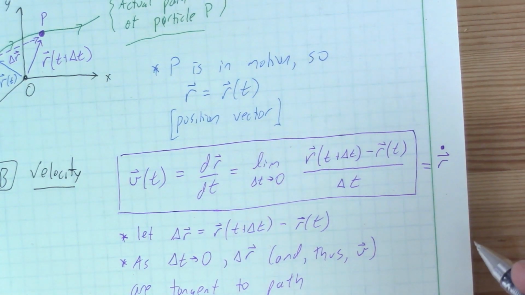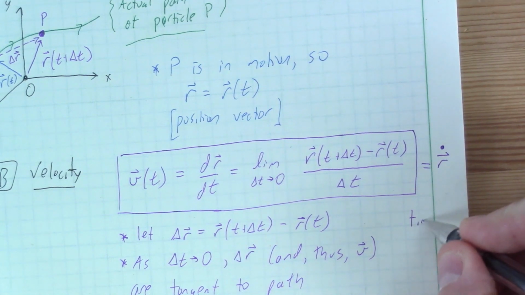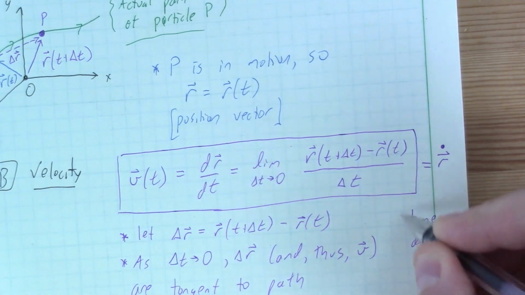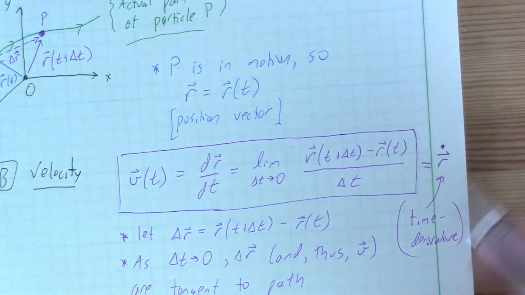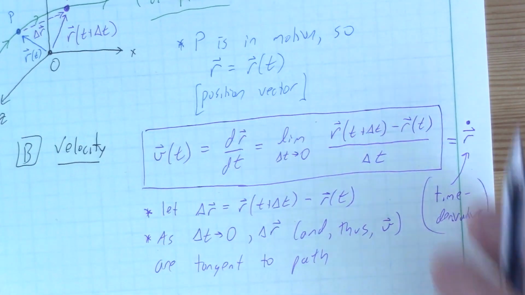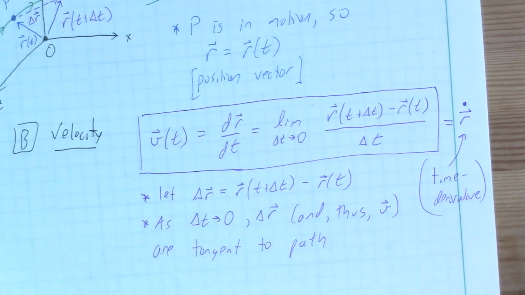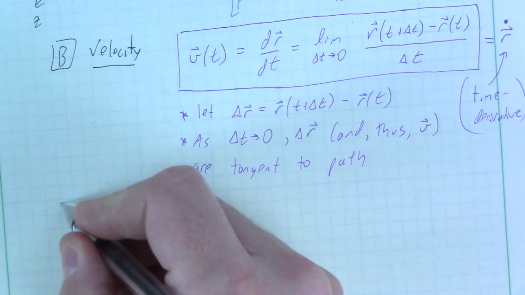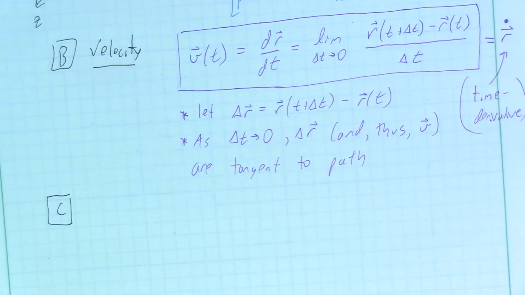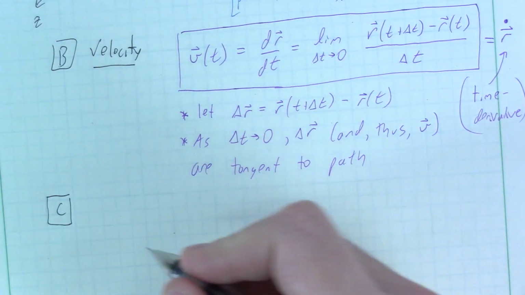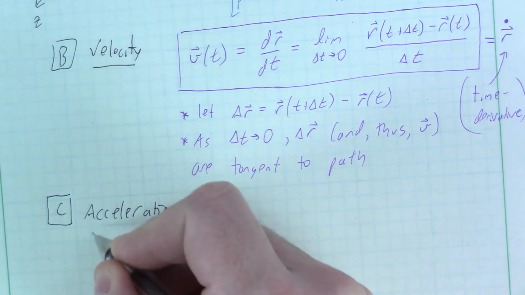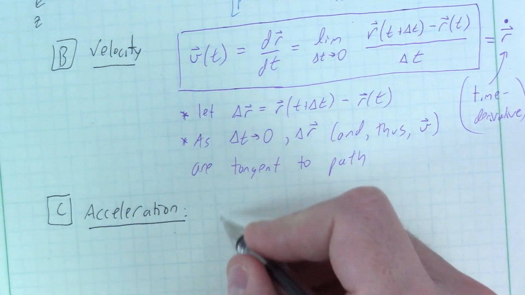Yeah, that's it, right? So let's just put this time derivative notation. A lot of times you'll see spatial derivatives with a prime, and time derivatives is the one we're going to see a lot. Okay, the third big component to kinematics, discussing motion without talking about the forces that cause that motion, is acceleration.